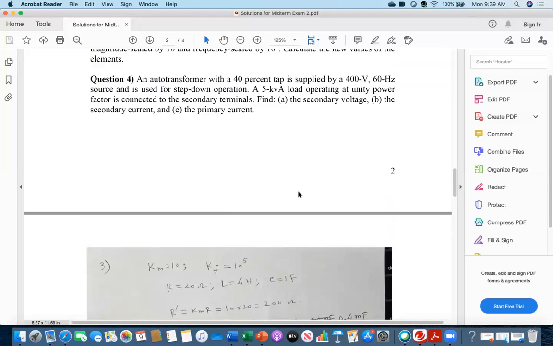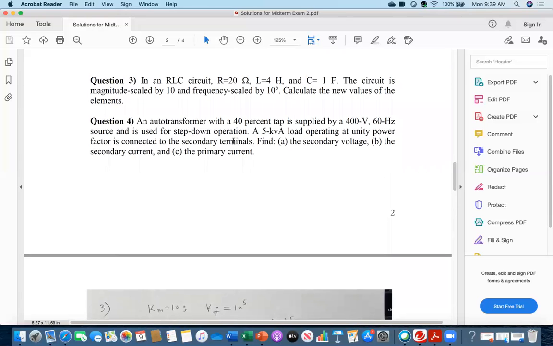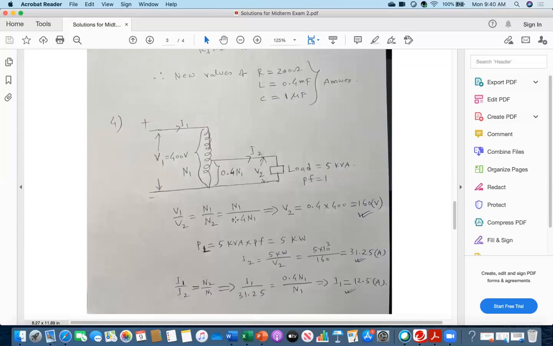Okay, number 4: an autotransformer with a 40% tap is supplied by a 400 volt 60 hertz source and used for step down operation. A 5 kVA load operating at unity power factor is connected to the secondary terminals. Find the secondary voltage, the secondary current, and the primary current. These are the questions. So first, everybody, I have drawn a diagram for your understanding.